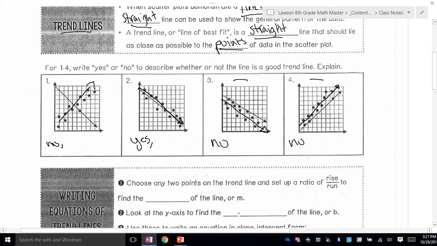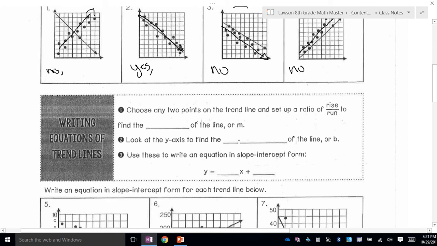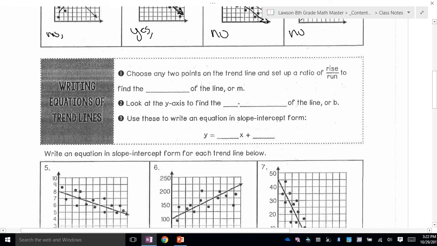And then this next one says writing equations of trend lines. We're going to choose any 2 points on the trend line and set up a ratio of rise over run to find the, come on y'all, it says rise over run. What does that automatically make us think about? It should make us think about slope, right? We just did that for a whole unit. So rise over run to find the slope of the line, or m.